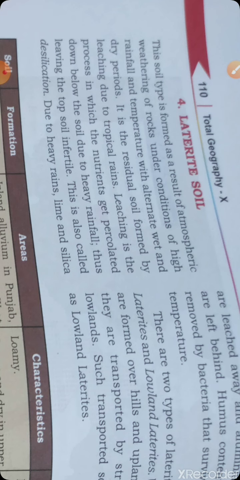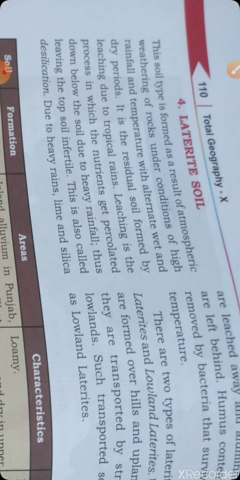Fourth type of soil we have here, laterite soil. This soil type is formed as a result of atmospheric weathering of rocks under the condition of high rainfall and temperature, with alternate wet and dry periods. It is the residual soil formed by the leaching due to tropical rains.